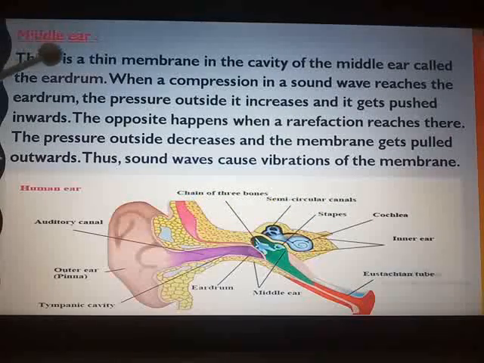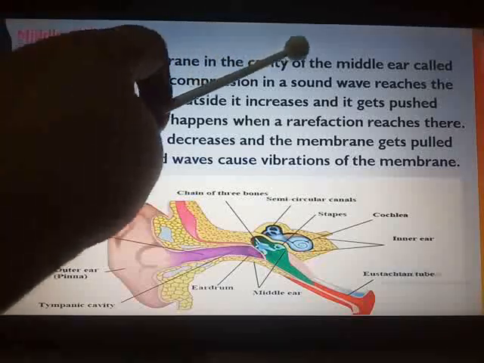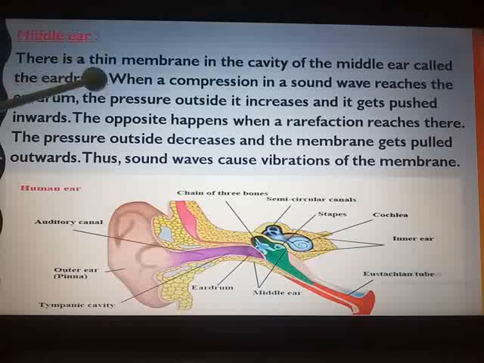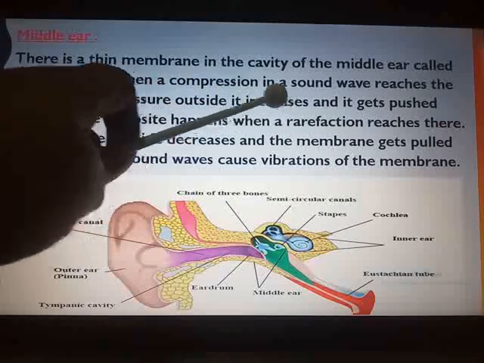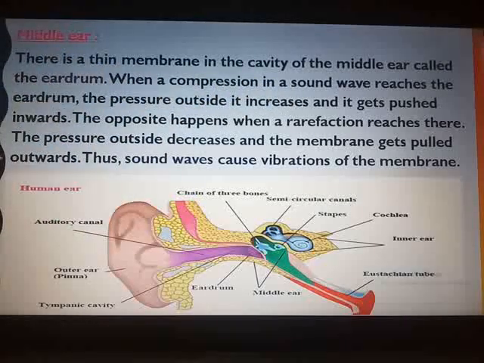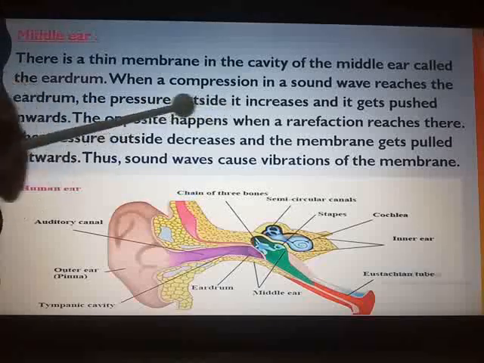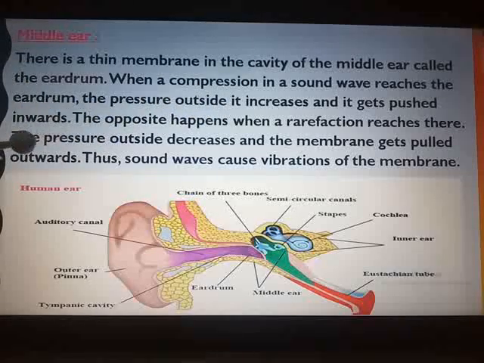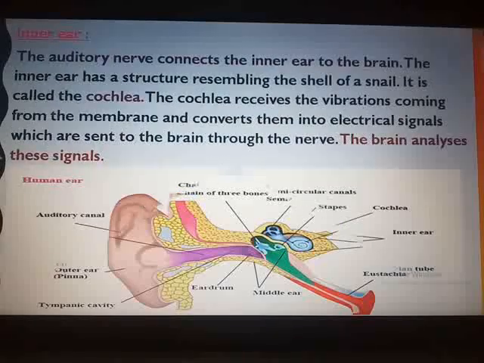Middle ear. There is a thin membrane in the cavity of the middle ear called the eardrum. When a compression in a sound wave reaches the eardrum, the pressure outside it increases and it gets pushed inwards. The opposite happens when a rarefaction reaches there. The pressure outside decreases and the membrane gets pulled outwards. Thus, sound waves cause vibrations of the membrane.